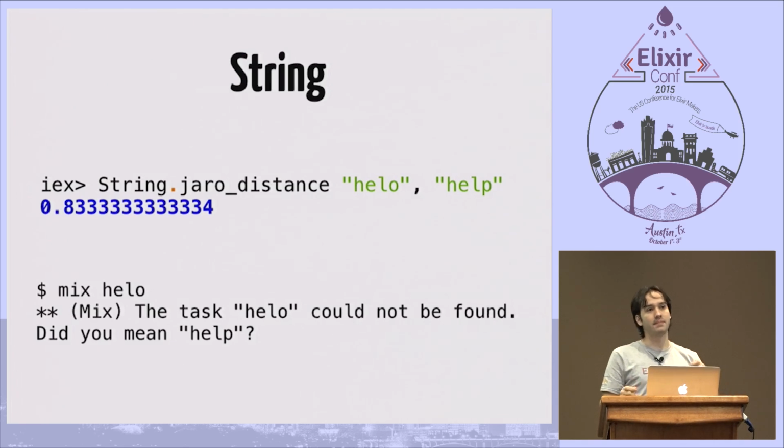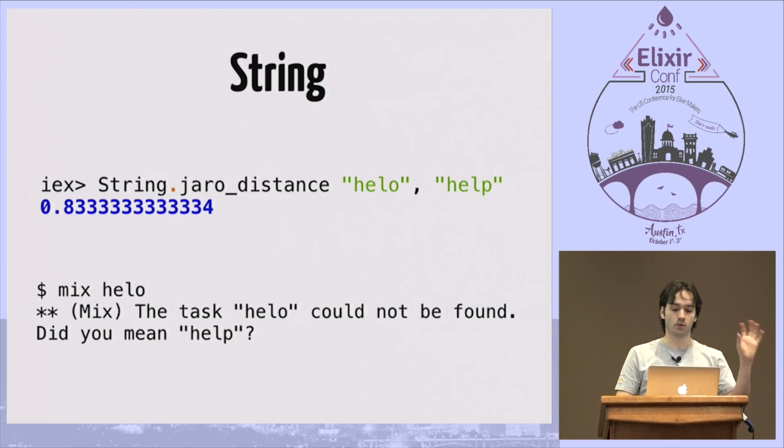If you want to say mix help, and then you make a typo and say mix hello, it's going to say, hey, this task does not exist. Maybe you meant help instead. So we are going to use it more and more for providing did-you-mean features, like, hey, maybe you meant that. We use the Jaro distance to calculate the distance between strings and have an idea of which one the user possibly meant.